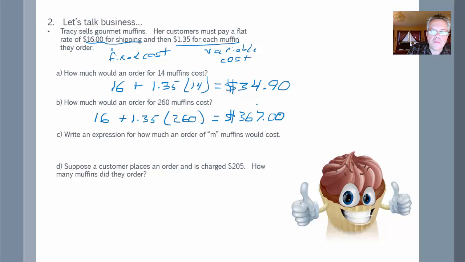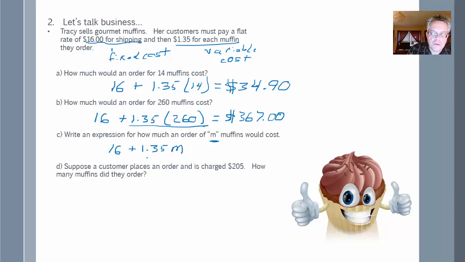Okay, so to solve some a little bit harder problems, we need to be able to write an expression for how much M muffins would cost. So a formula for the cost of M muffins. Alright, well, no matter how many we ordered, it always started with 16. We just think about how we did this above. Each time we multiplied the cost of one muffin times how many muffins we have. In this case, m. So instead of the 14 in the first expression and the 260 in the second, we're just going to put in m. And there it is. That's an expression for the cost.